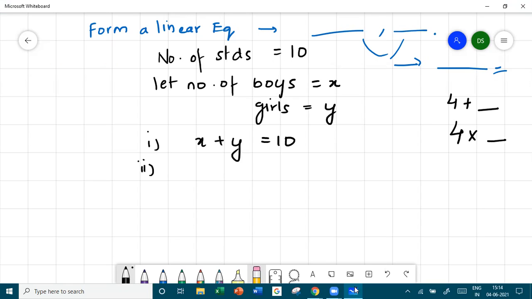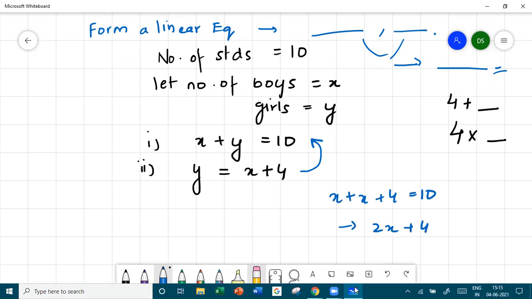Okay, so number of girls is 4 more than the number of boys. So y is equal to x plus 4, right? So if you are going to substitute this equation in the first, you will arrive at x plus x plus 4 equals 10, or basically 2x plus 4 is equal to 10, right? So if you are writing this as your final answer, that is okay, or if you're writing these two, that is also okay.